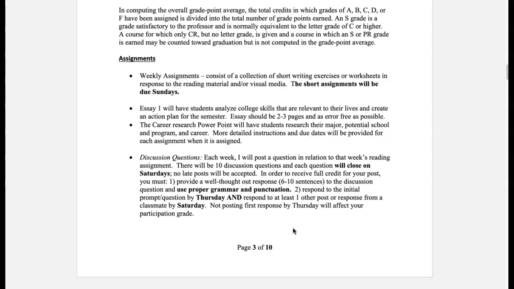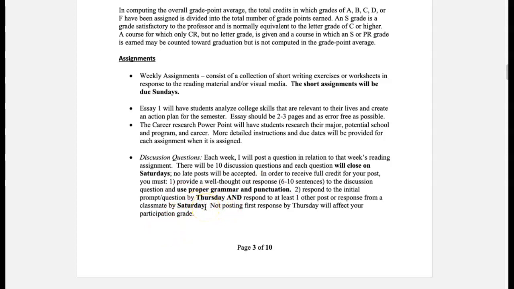The reason I say Thursday is because we always have people who want to finish their discussions early, but sometimes they can't reply to anyone else because not enough people have posted. So your first post is due by Thursday, and you have until Saturday to reply to a classmate. To get the full 10 points, you have to reply to the original discussion post in a well thought out, grammatically correct post of about 6 to 10 sentences, and you also have to reply to a classmate. The discussion post does not close until Saturday.